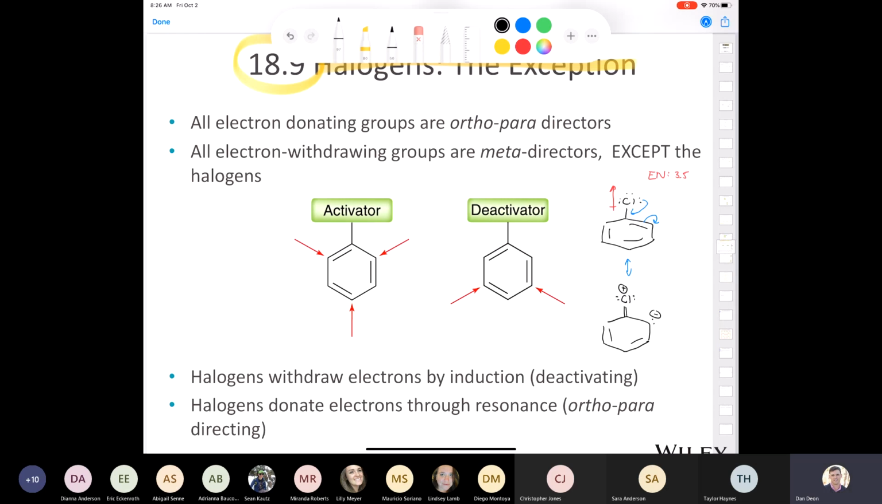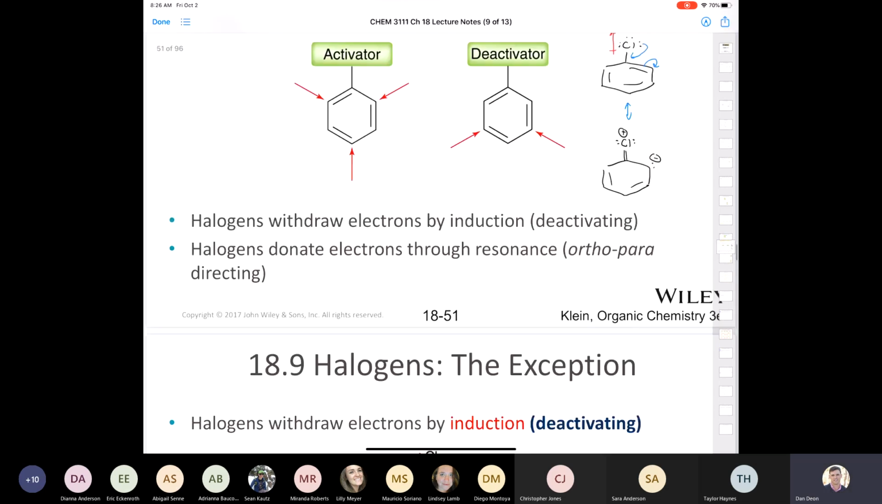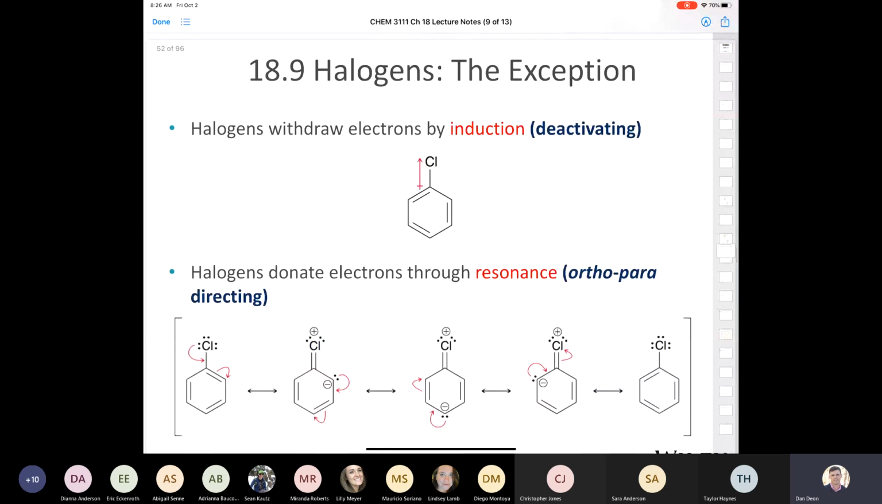Well, I'm glad you asked that question, because I have the answer right here on the next slide. Halogens do withdraw electrons by induction, so they are deactivating, but they also donate electrons through resonance. So this is the exception: halogens are deactivating, but they're ortho-para directors. That's the answer to 18.9. That's the whole thing summarized in one sentence: a halogen is deactivating, but it's an ortho-para director because of resonance. Done. That's it.